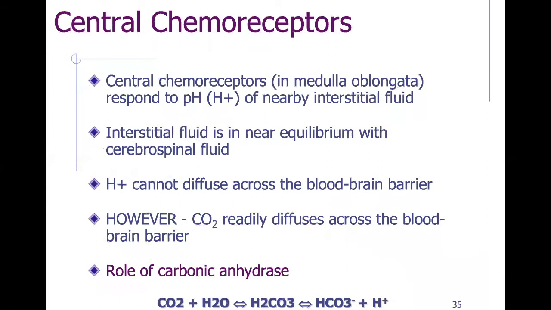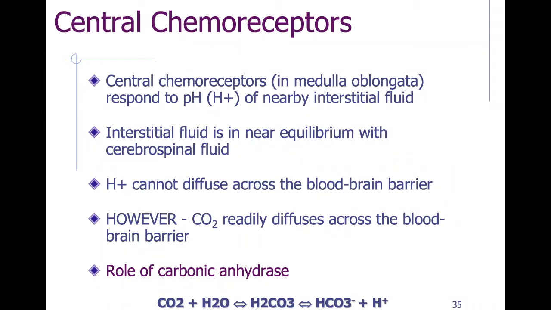So the central chemoreceptors, located in the medulla oblongata, actually respond to the level of acidity in our blood, our pH levels, which really is driven by our hydrogen ions. So it has hydrogen ions in all of the fluid that's nearby these central chemoreceptors, and it's sensing how many are building up within the fluid of our bodies. The interstitial fluid is near equilibrium with our cerebral spinal fluid, so we can see when there are changes as it's moving through these different structures.